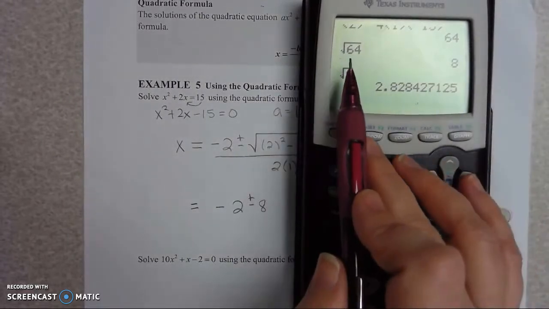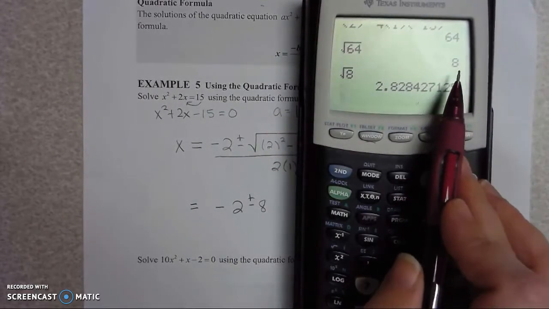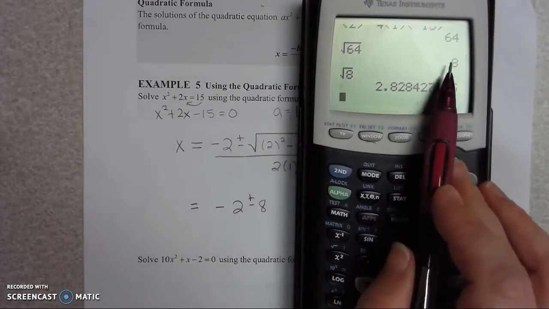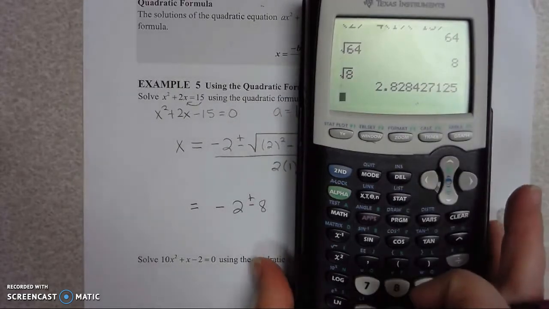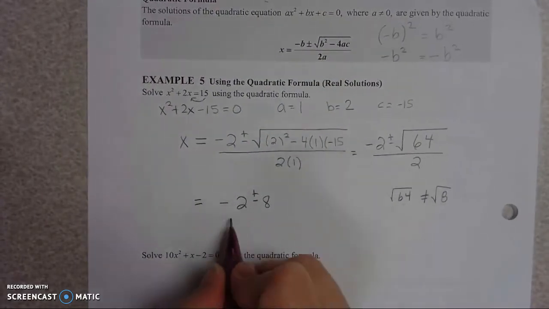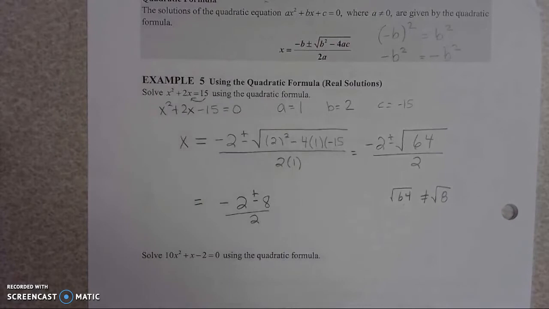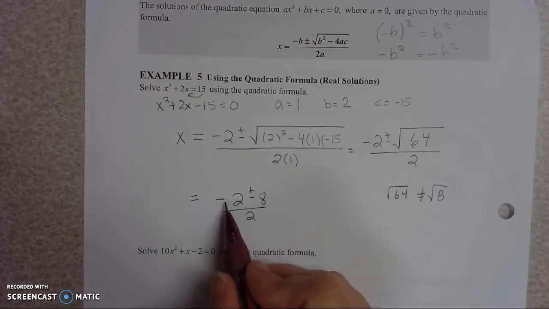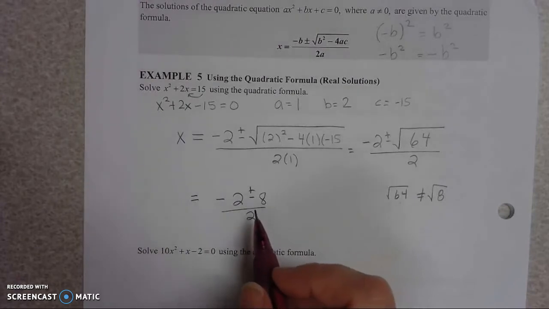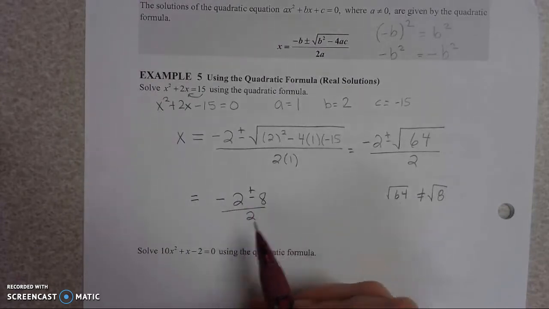Whenever you take the square root of a number, if it works out to a whole number, the square root sign is gone. So make sure you understand that. And then finishing up, we have 2. Now we have x can be negative 2 plus 8 divided by 2, or x can be negative 2 minus 8 divided by 2.